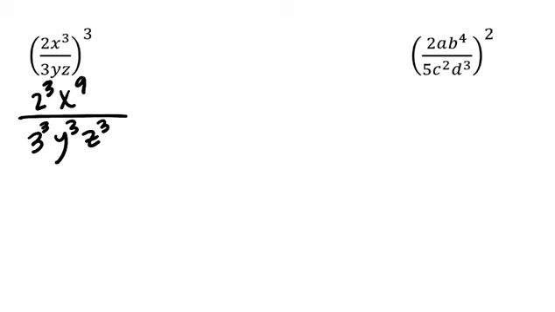Okay, 2 to the third is 8, 3 to the third is 27, so that's 8x to the 9, divided by 27, y to the 3, z to the 3. Okay, the one on the right is super similar, so why don't y'all try that? This is one that's definitely right in our good zone of problems we can solve.